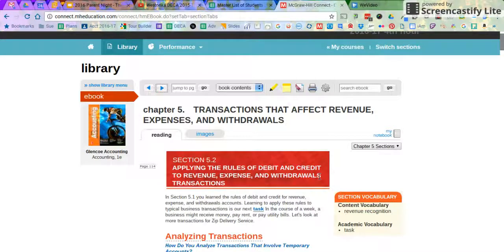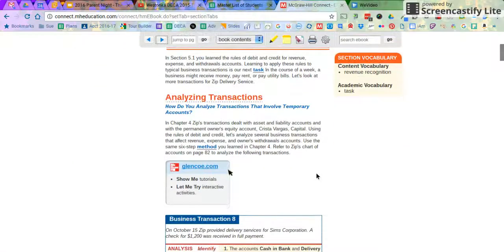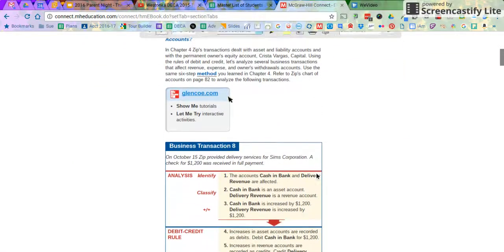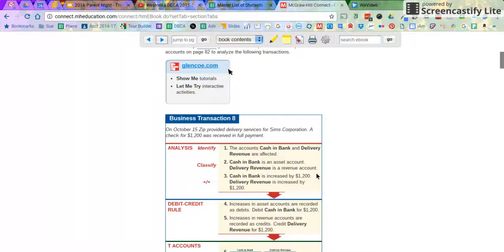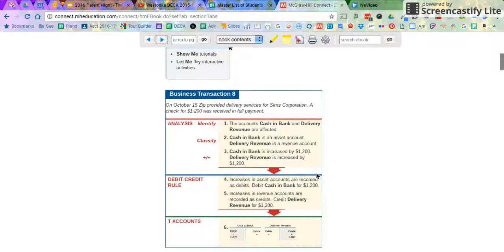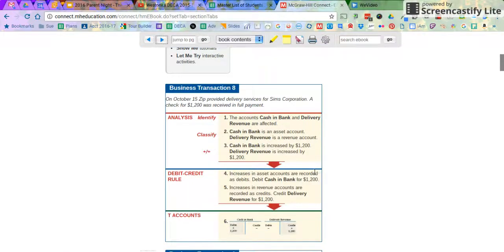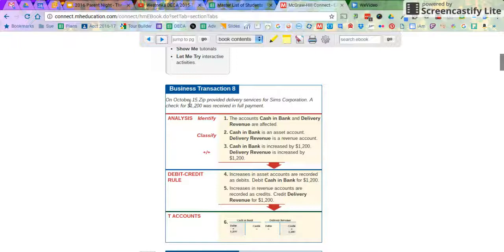All right, so now we're going to look at section 5.2, and we're going to take the rules that we discussed in section 5.1 and apply them by analyzing the transactions. So we're going to use the same kind of 6-step process to analyze the transactions affecting revenue, expenses, and withdrawals, and put the transactions into the proper debit and credit entries on your T accounts.